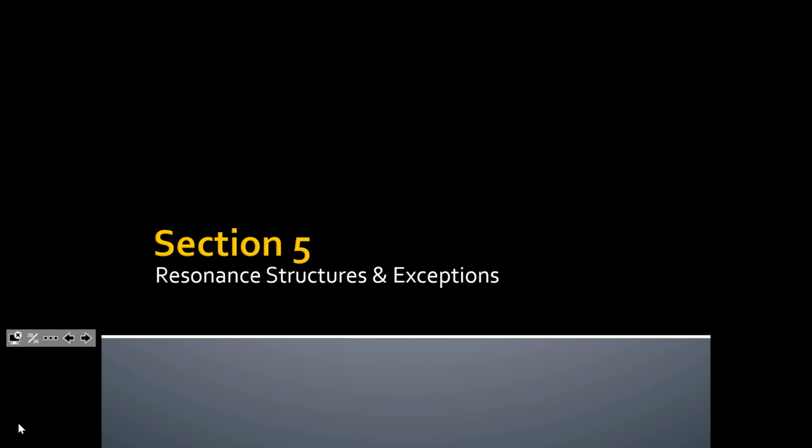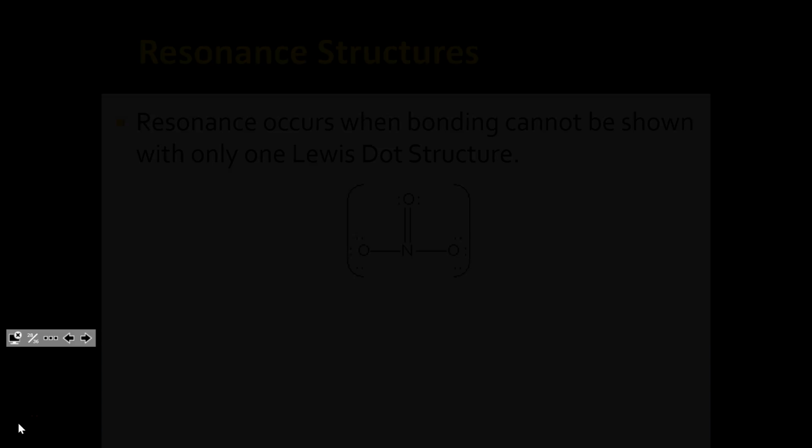Alright, so I've been talking about this a little bit throughout the other videos, and I didn't want to get into it until now. But I've been mentioning this idea of resonance structures, or this molecule has resonance. So we're going to get into that in this video, as well as talk about some exceptions that exist when you're drawing Lewis dot diagrams.